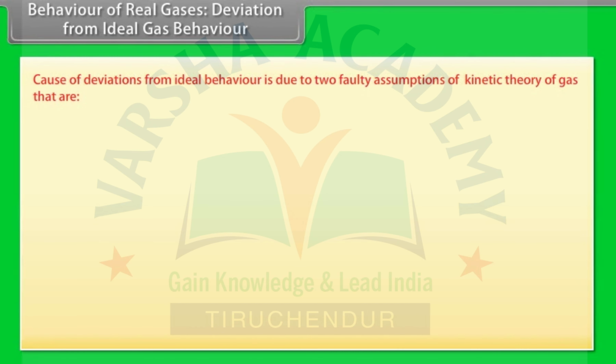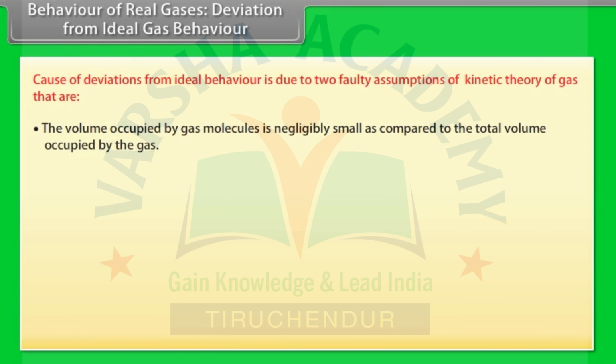The cause of deviations from ideal behavior is two faulty assumptions of kinetic theory of gas, that are: the volume occupied by gas molecules is negligibly small as compared to the total volume occupied by the gas. The forces of attraction between gas molecules are negligible.